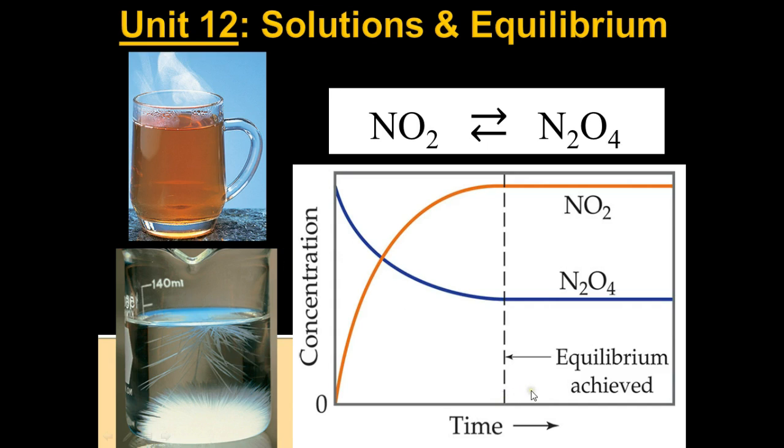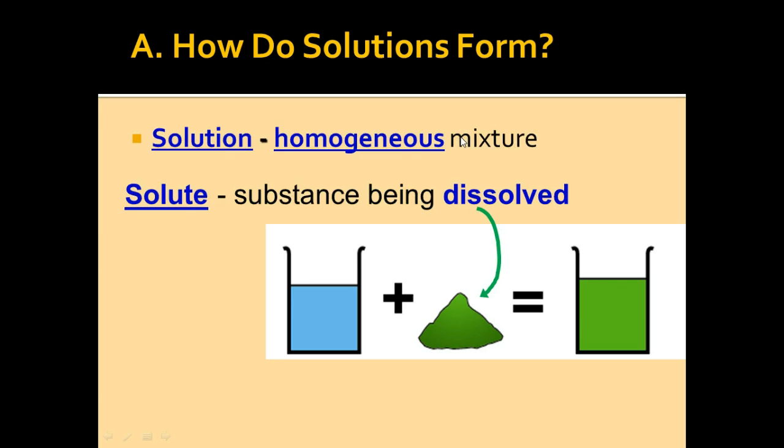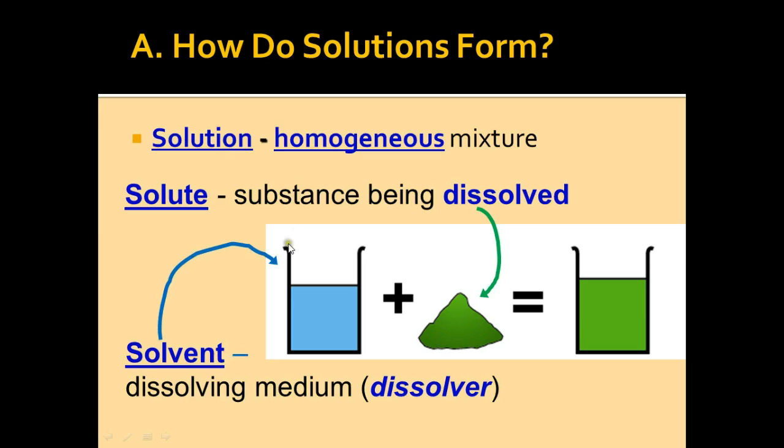And so, moving on. A solution is pretty much just a homogeneous mixture, and there are two terms for a solution. We have a solute and a solvent. The solvent is the dissolving medium, or the dissolver, so to speak. What is the stuff we're going to dissolve in? And then the solute is what's being dissolved.